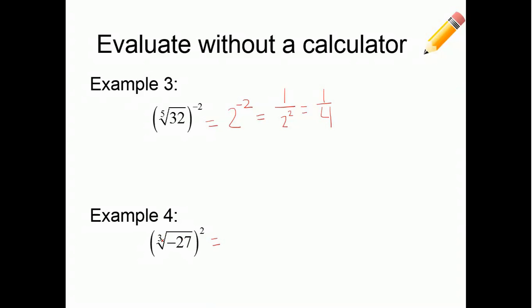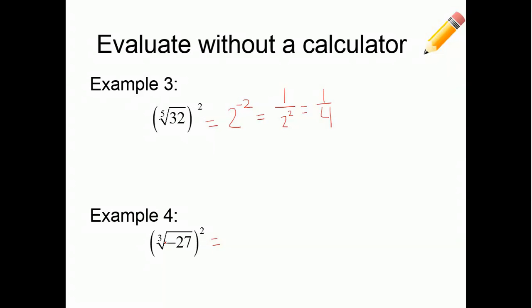Let's try this one. The cube root of negative 27, to the 2nd power. So I'm going to look under the cube root section here. 27, go over to the left. We get 3, but notice it's a negative 27. You can take a cube root of a negative.